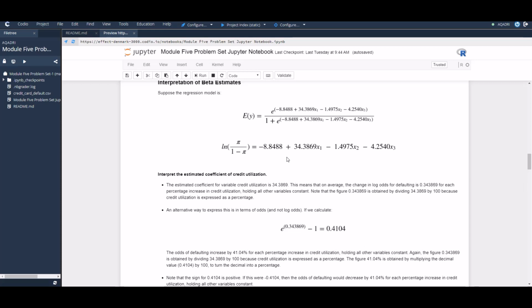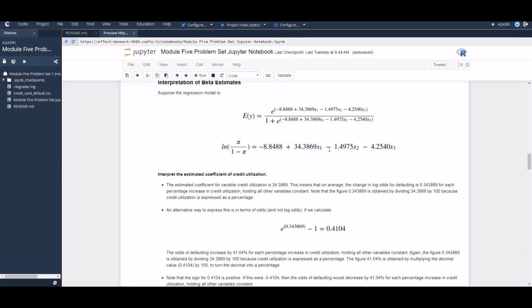So now let me talk a little bit about, let's say that we go back to the example where we just assume that x2 was a quantitative predictor. And the beta estimate for this is minus 1.4975. And so we can now do the same steps and do the interpretation for that beta estimate.